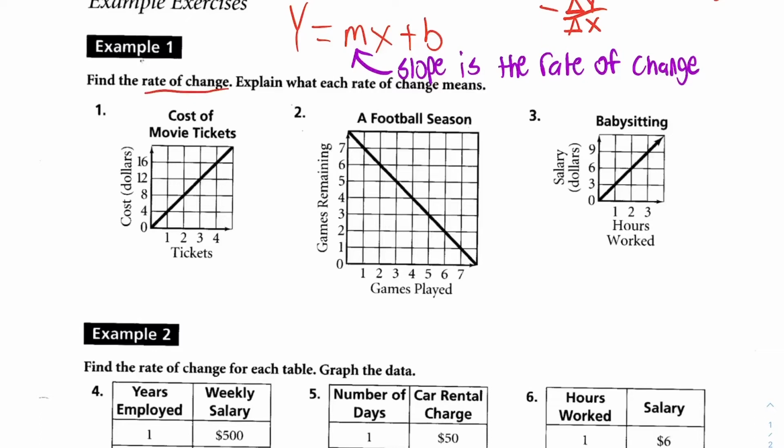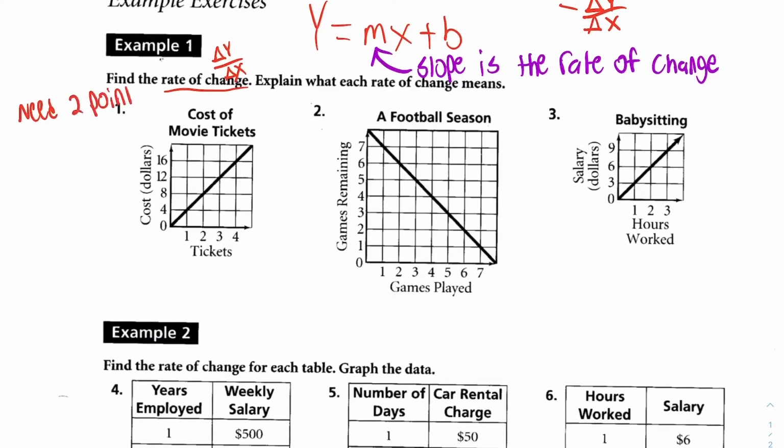It wants us to find the rate of change, so we need to find the change in y over the change in x. If we're going to do that, we need 2 points. If they don't give you the 2 points, then you get to pick where you want them to be. I choose one to be up there and one to be down here. This top point is at 4, 16. The bottom point is at 1, 4.